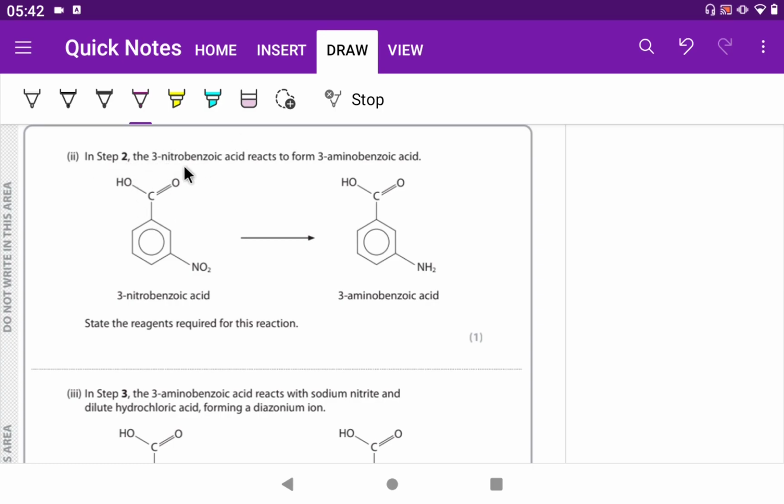Step 2, the 3-nitrobenzoic acid to form 3-aminobenzoic acid. State the reagent required for this reaction. So which reagent should we use? We can use tin and concentrated HCl.